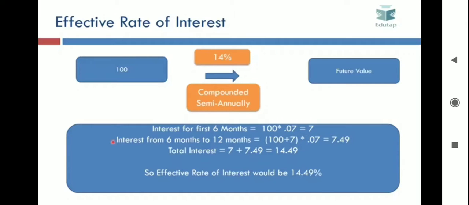Interest from 6 months to 12 months would be 100 plus 7, this 7 being the interest for the first 6 months, into 0.07, which will come out to be 7.49. The total interest would be 7 plus 7.49, which is equal to 14.49. So effectively you are getting an interest of 14.49 when you invest rupees 100. So your effective rate of interest is 14.49%. That is, 14% compounded semi-annually would be equal to 14.49% as a simple interest.